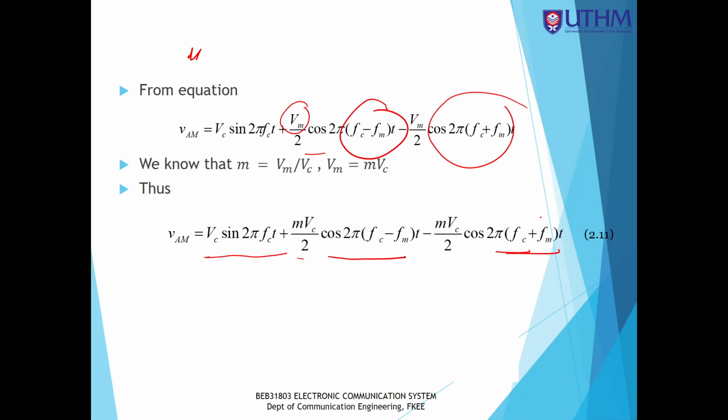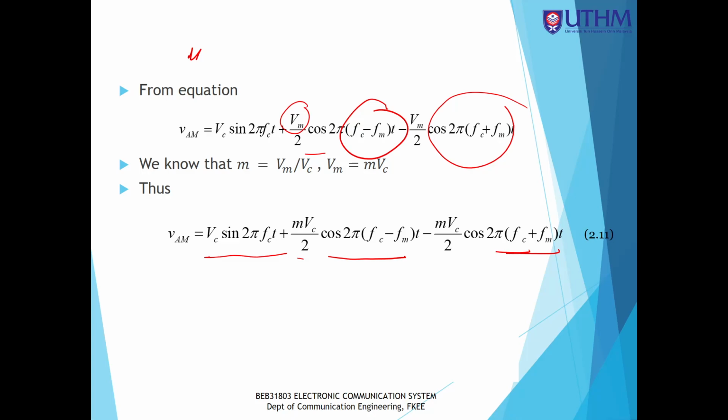So why do we need to write it like this? Sometimes the value of Vm is not given. So therefore you can use these equations, no problem. You just need to change Vm into MVc.